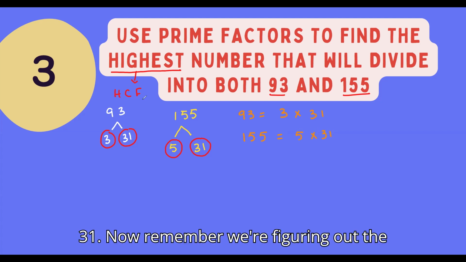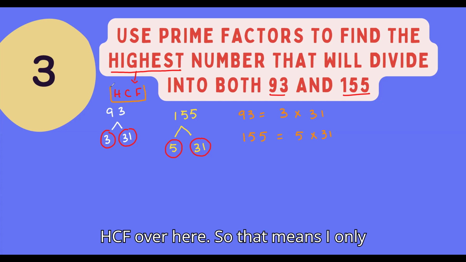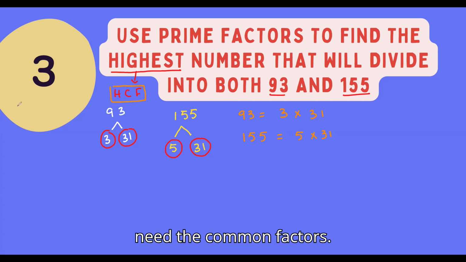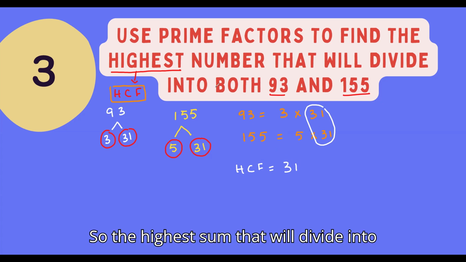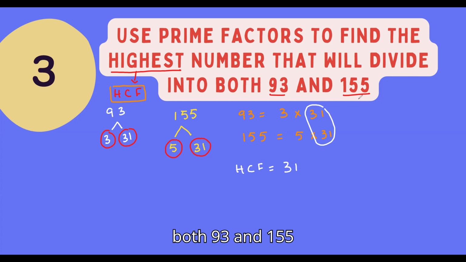Now remember, we're figuring out the HCF over here. So that means I only need the common factors. And the common factor is 31. So that means that my HCF is going to be 31. So the highest number that will divide into both 93 and 155 is 31.